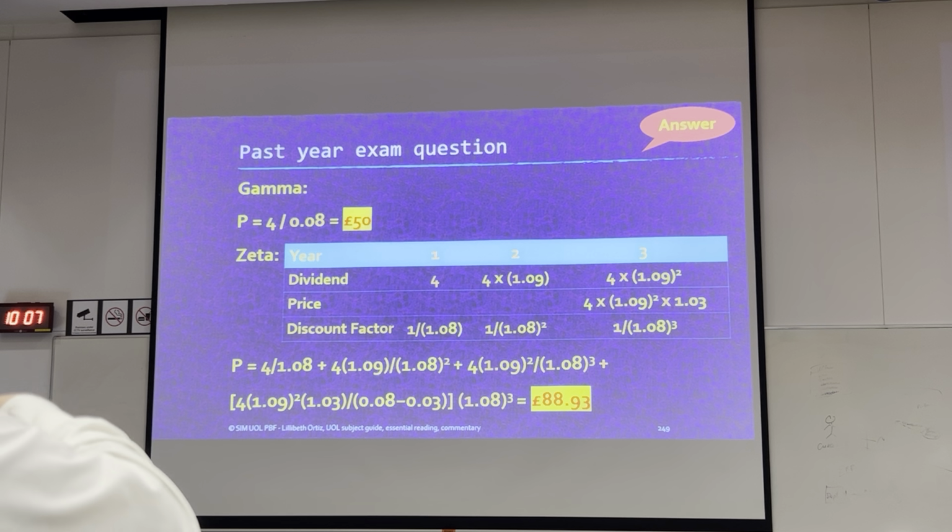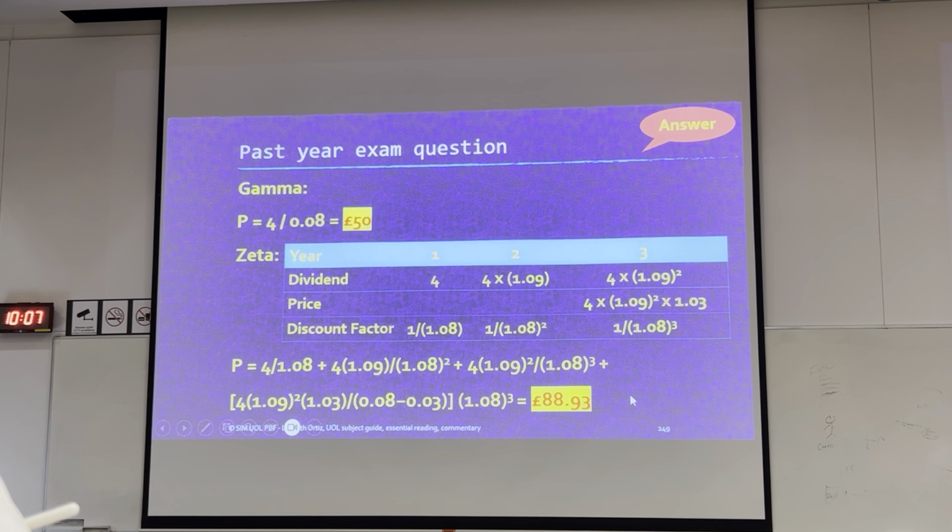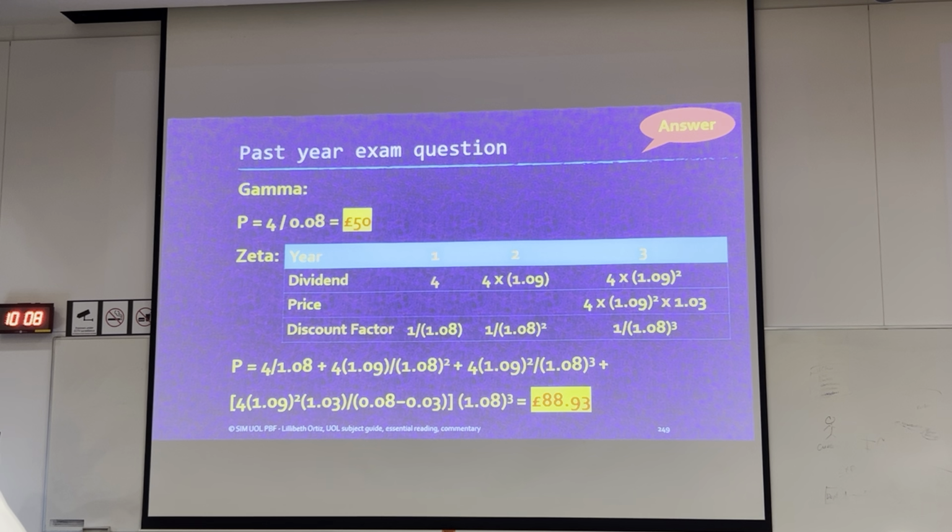So you can just copy the final answer. If you don't want to take a photo, you can copy the final answer and then practice it at home to test yourselves. This was an actual past year exam question. You can practice answering this question. They like the two-step process, because it really gets you thinking. You have to be very clear about the cash flows, when you receive them, when you will discount them, and so on.